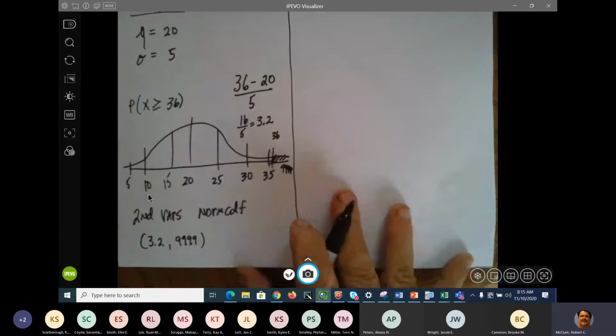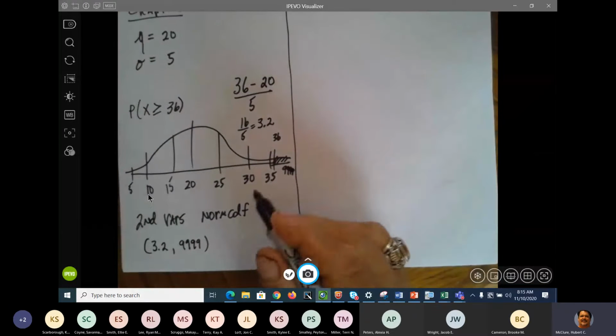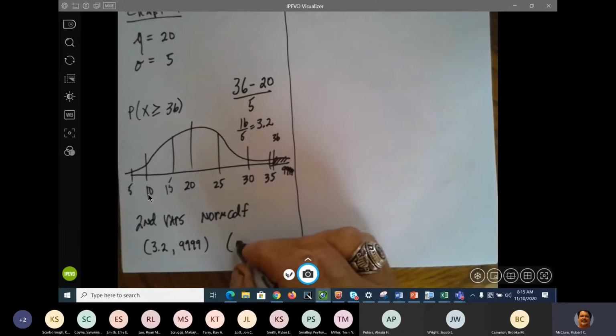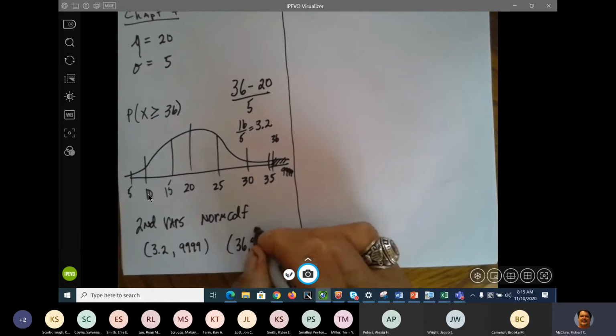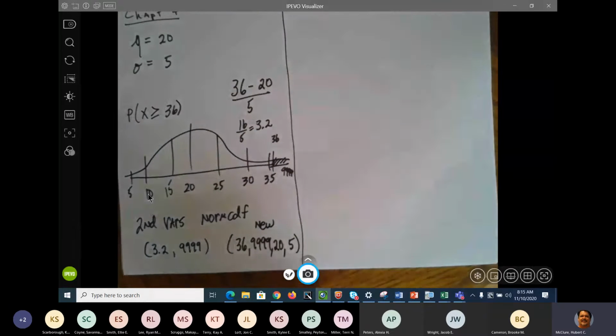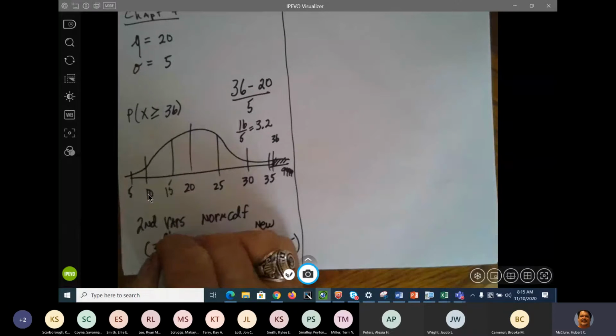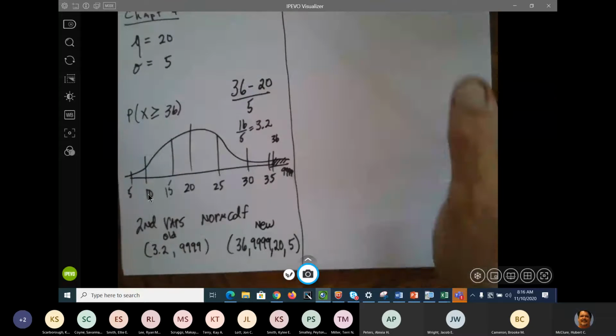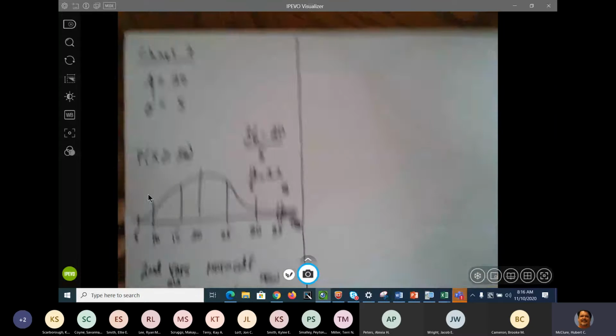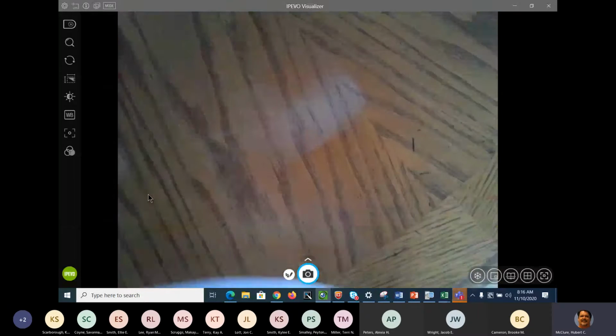And then if you had a new calculator, you would do 36 to 9999 with a mean of 20 and a standard deviation of 5. So your newest calculators, you would type in the 20 and the 5. The older calculators, you would have to change 36 into a z-score. All right, so that's what we did in Chapter 7. Just to recap what y'all did in Chapter 7, so we can make the transition into Chapter 8.